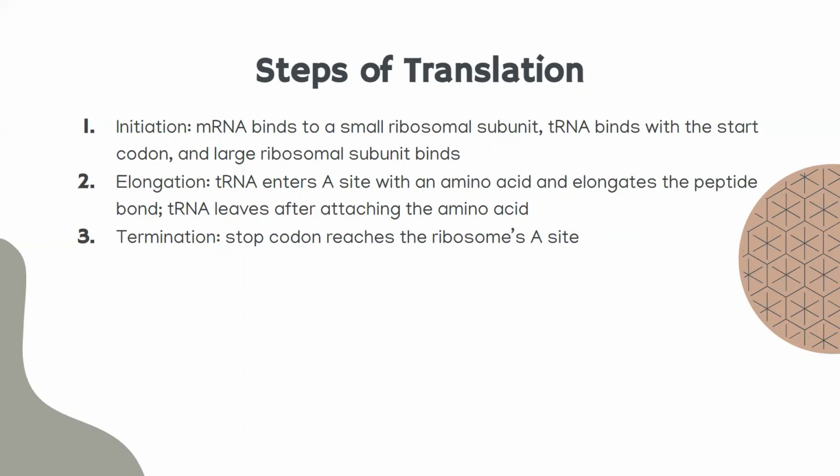The E site, P site, and A site are sites inside the ribosome. We'll provide you with a diagram in a second. The tRNA in the A site with the amino acid elongates the peptide bond. The tRNA leaves after attaching the amino acid. In termination, a stop codon reaches the ribosome's A site.